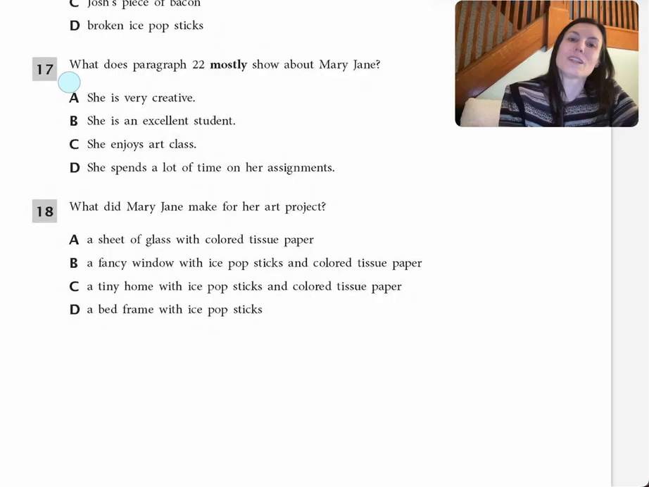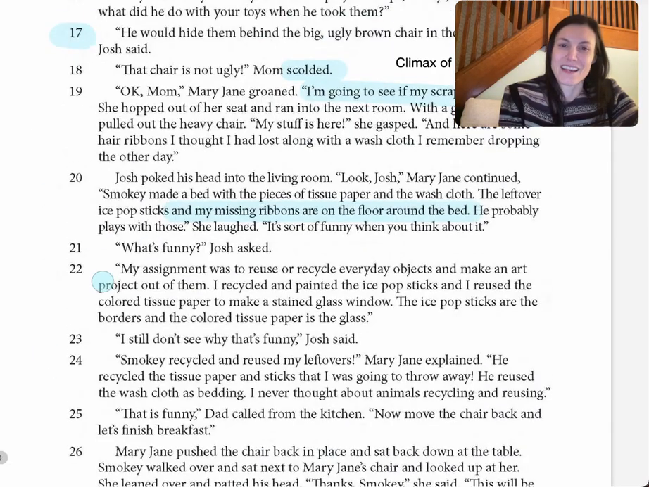What does paragraph 22 most likely show about Mary Jane? She is creative. She is an excellent student. She enjoys art class. She spends a lot of time on her assignments. All right, we got to go back to 22. "My assignment was to recycle everyday objects and make an art project out of them. I recycled, painted the ice pop sticks, and I reused the colored tissue. The ice pop sticks are the borders, and the colored tissue paper is the glass."